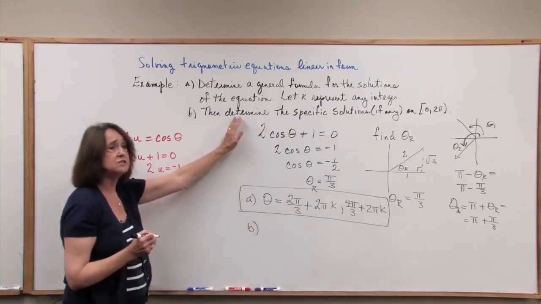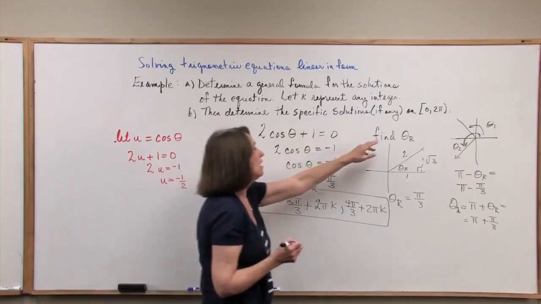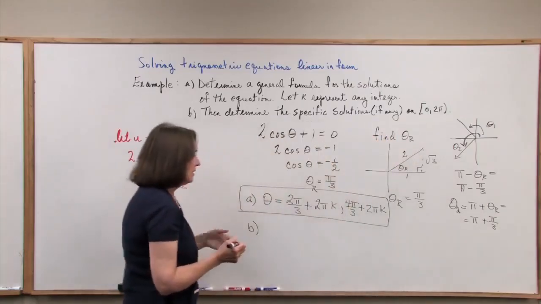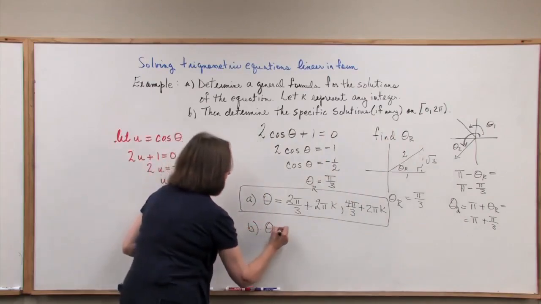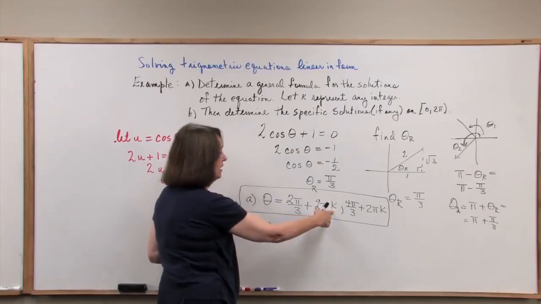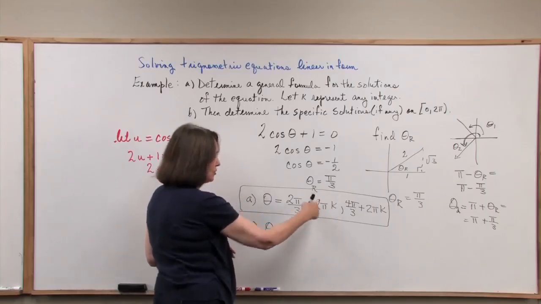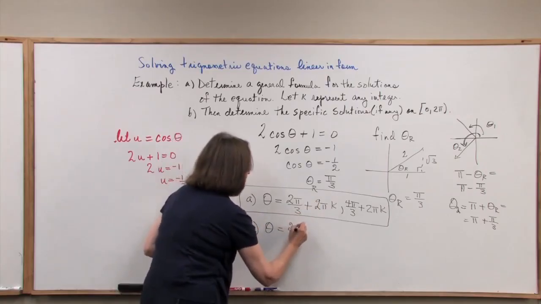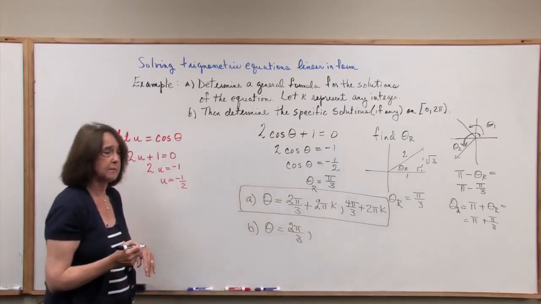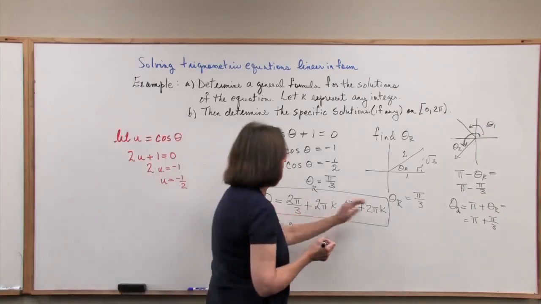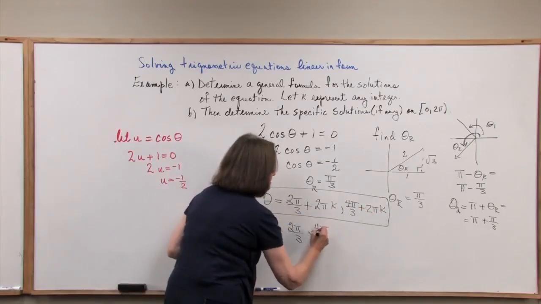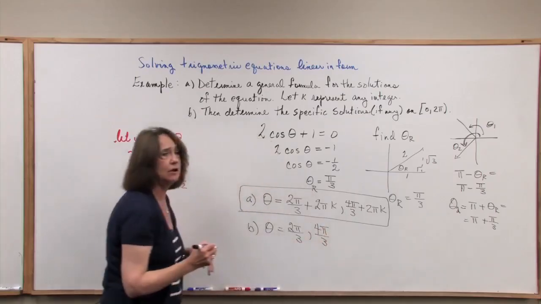We want to find specific solutions on the interval from 0 to 2 pi. All we have to do, we're going to begin by letting k be 0. 0 times 2 pi, of course, is 0. That's going to give us a solution of 2 pi over 3. Same thing, let k be 0 here. That gives us 4 pi over 3.